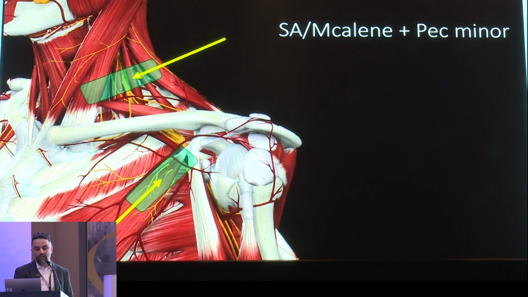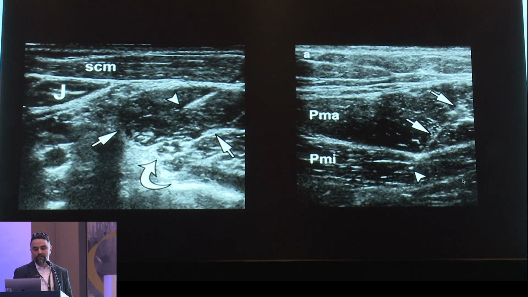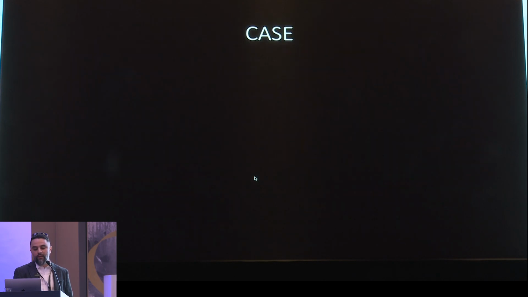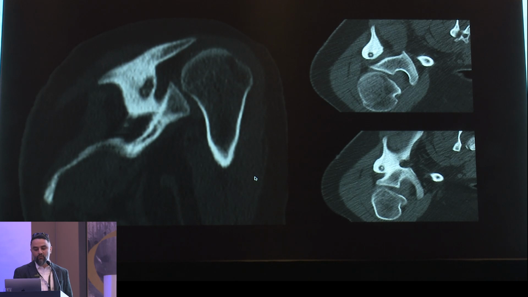So this is the interscalene, you can put it here. This is the pec minor, the pec major is above it, and this is the exact injection going from cephalic to caudal. And this is the interscalene with the brachial plexus in between. Another case at the end describes chronic shoulder pain with osteochondromas. The figure of 8 is nice in the acromion, and we do the radiofrequency CT guided. Thank you.